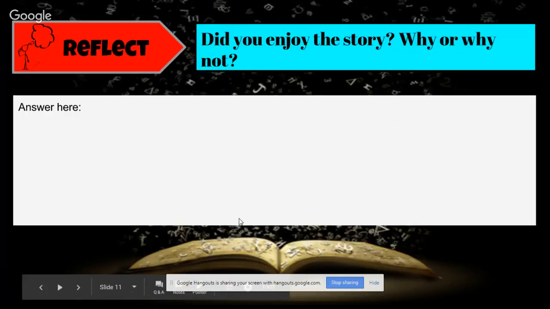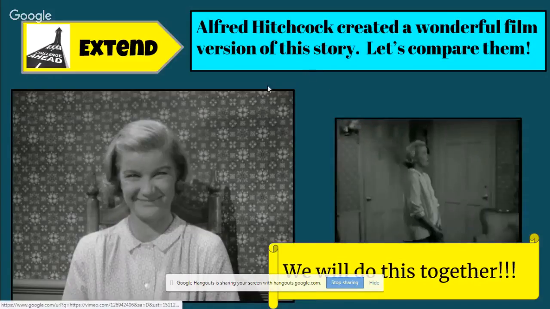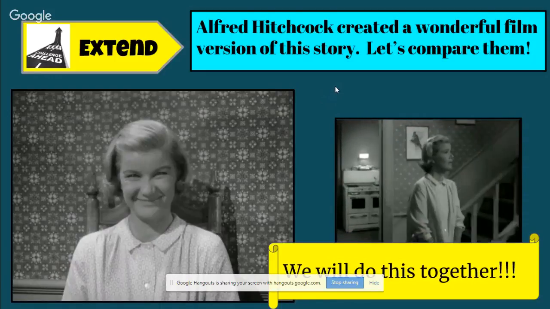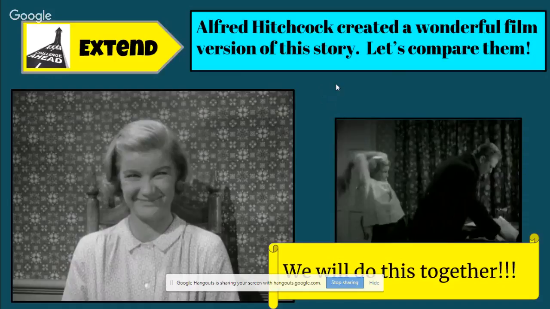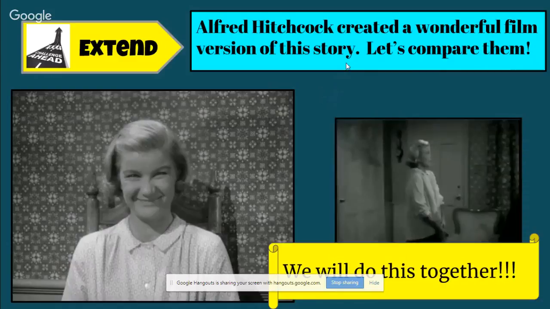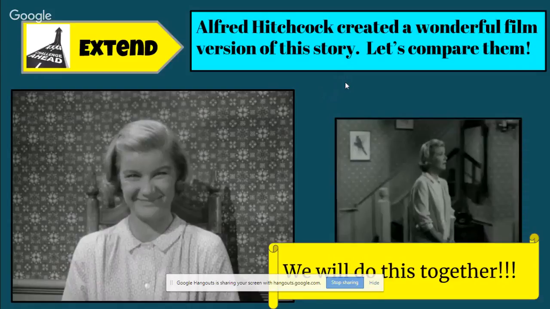And then they reflect. Almost every HyperDoc has an exit ticket of some sort where they reflect: did you enjoy the story, why or why not? And they put their answer there. And then as a final section, HyperDocs usually have an extend version where they can further their learning. In this case, we watched the Alfred Hitchcock version of this book, and then we compared the two together.